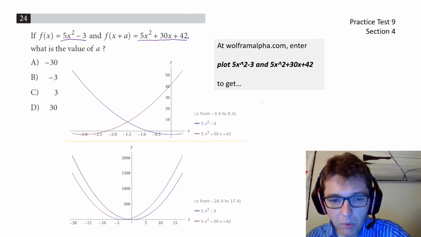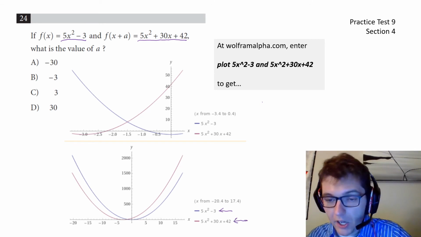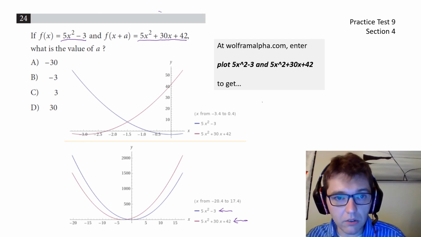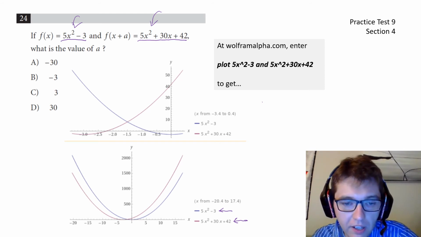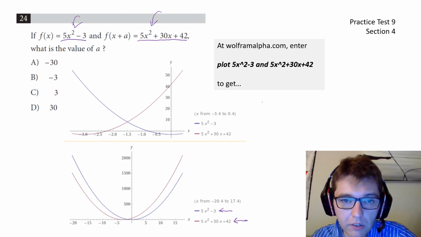So let's look at the bottom one, which has the blue as that f of x expression, and the magenta here is that f of x plus a expression. And what you'll see is they're both parabolas, right? That makes sense. They both have quadratics here. They're both parabolas. And it looks like they're parabolas that are offset from one another. And you can see that more clearly in the zoomed in version up here.